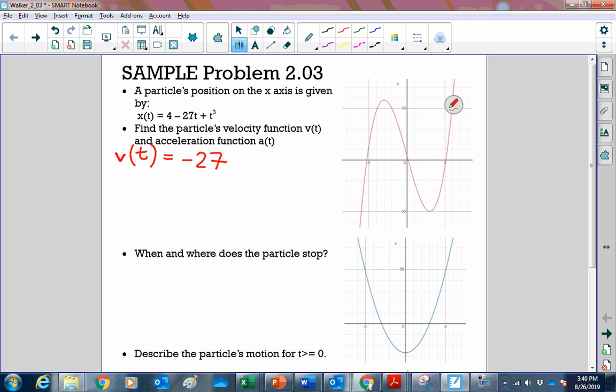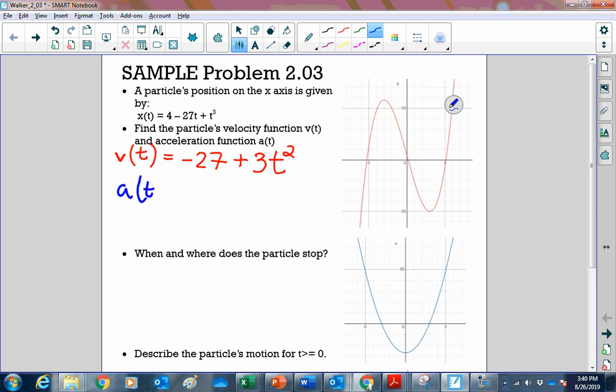Next term, I bring the 3 down as a coefficient. So I have 3 as the coefficient. And then t is now to the 3 minus 1, or second power. Okay, and then the acceleration function, I do that again. I take the derivative of the velocity function to find the acceleration function.